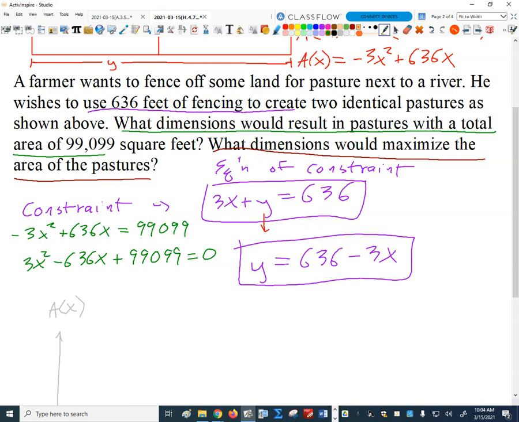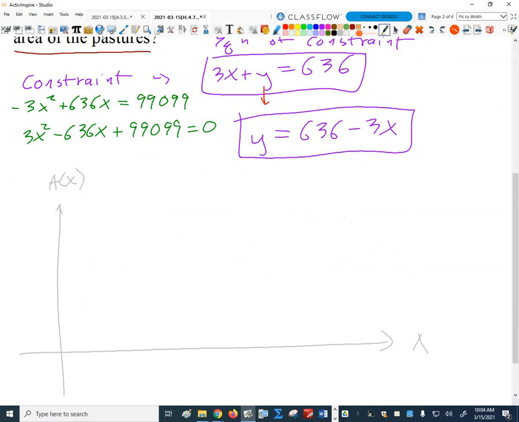Could I make that a little bit easier? Anybody? Do you see something I could do that would make it a little bit better? Oh, good. I could divide by 3, couldn't I? Divide both sides by 3. Good job. So if I divide each side through by 3, that's going to give me a little simpler equation: x squared minus 212x plus 33,033 equals 0.